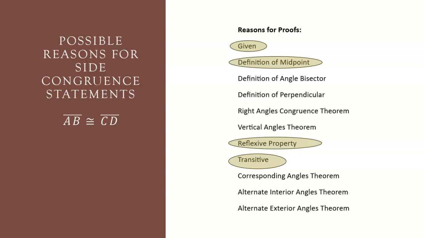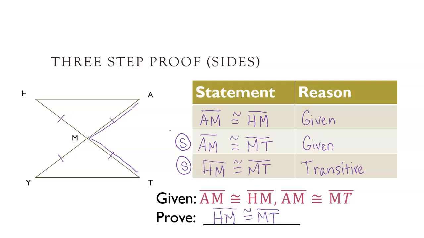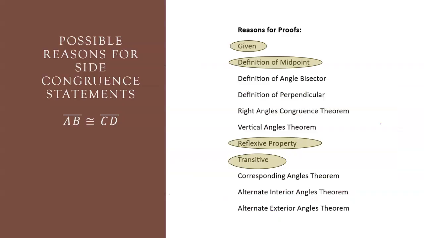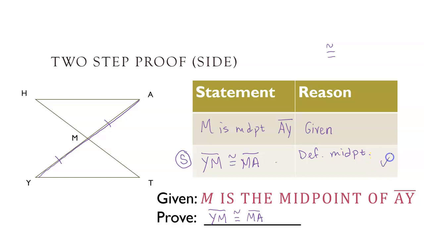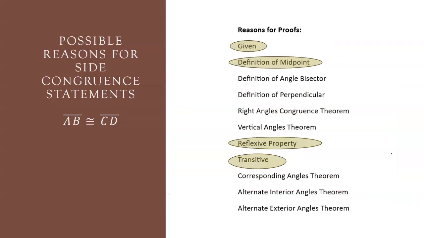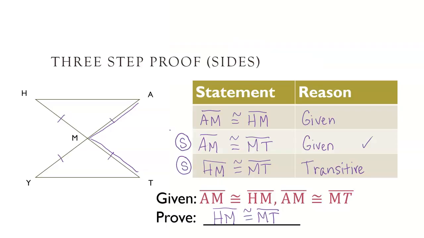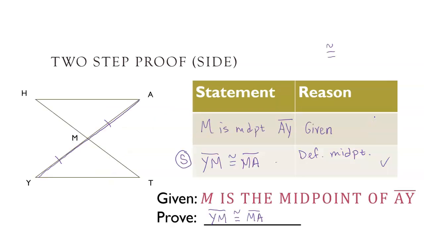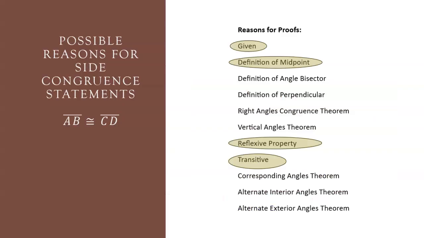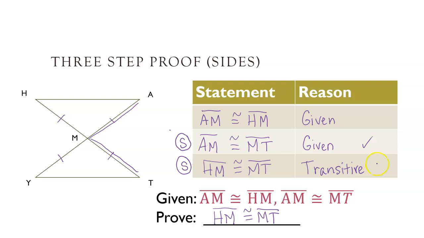These are the only reasons you should have next to a side congruence statement. A given, like we had in this example. Definition of midpoint, like we had in this example. Reflexive property, like we had in this example. Or transitive property, like we had in this example.